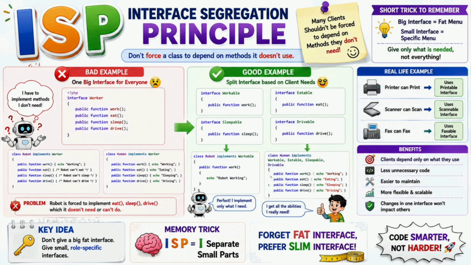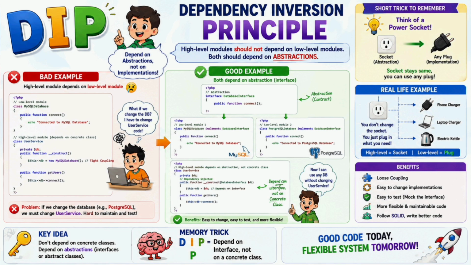What is the memory trick? Small interface, happy developer. The last principle is Dependency Inversion Principle. Don't depend on concrete class, depend on abstraction. So let's see the example, OrderService. Let's assume the class OrderService, with a PayPalPayment variable, locked in with PayPal.